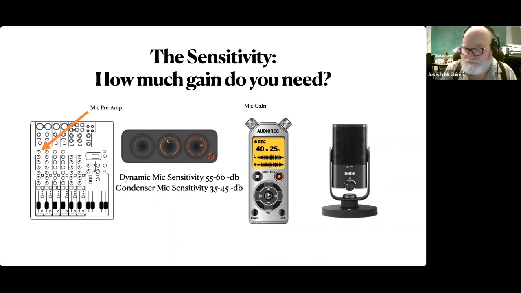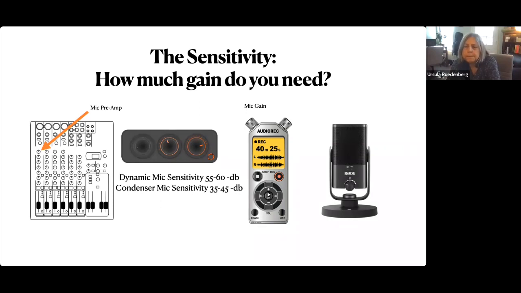Any other questions? Joseph, question. Yes. Gain is not the same as loudness, correct?